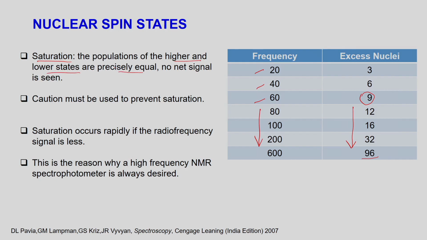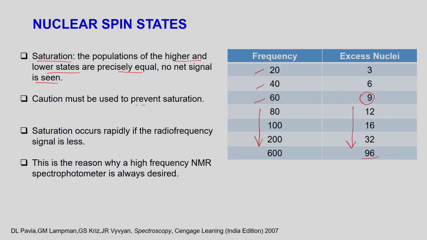Saturation is a condition where the populations of the higher and lower states are precisely equal. There is no net signal, because if you have both similar, there will be no resonance, which you do not want. So, caution must be used to prevent saturation. Saturation occurs rapidly if the radio frequency signal is low. This is the reason why a high frequency NMR is always desired. So, a high frequency NMR spectrometer is always preferred.